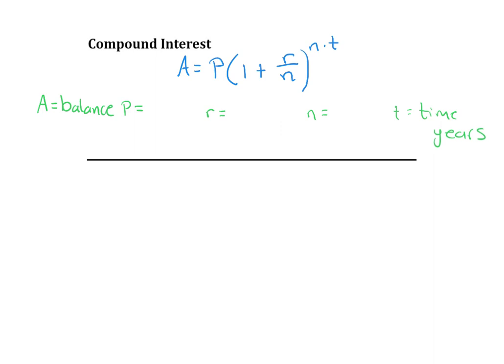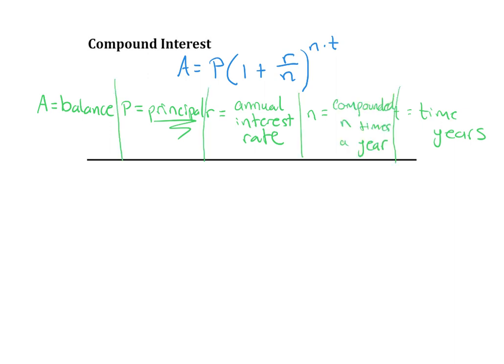Okay, P is your principal. That's how much money you're starting with. R is going to be your interest rate, and that's the annual interest rate. And then n is the number of times it's compounded a year. So is it compounded one time a year? Or is it monthly, 12 times a year? Daily, 365 times a year? Quarterly, 4 times a year? So things like that. That is your n.